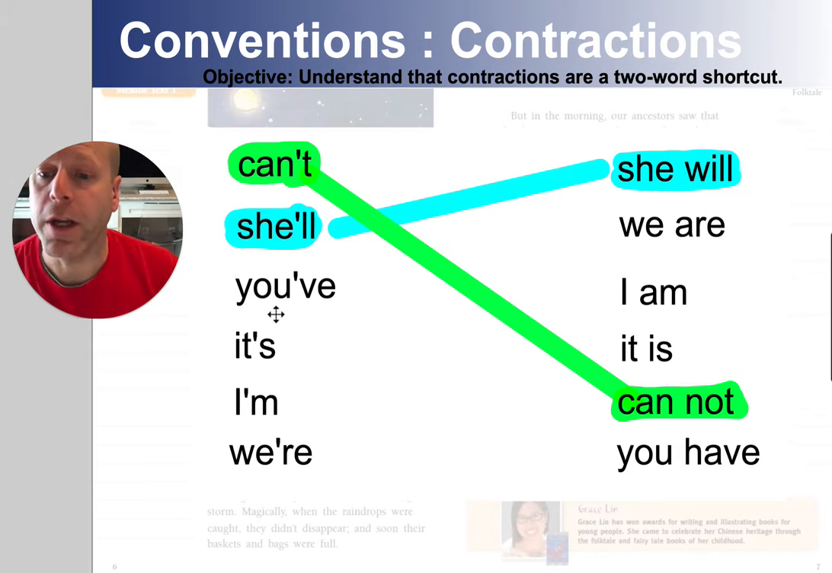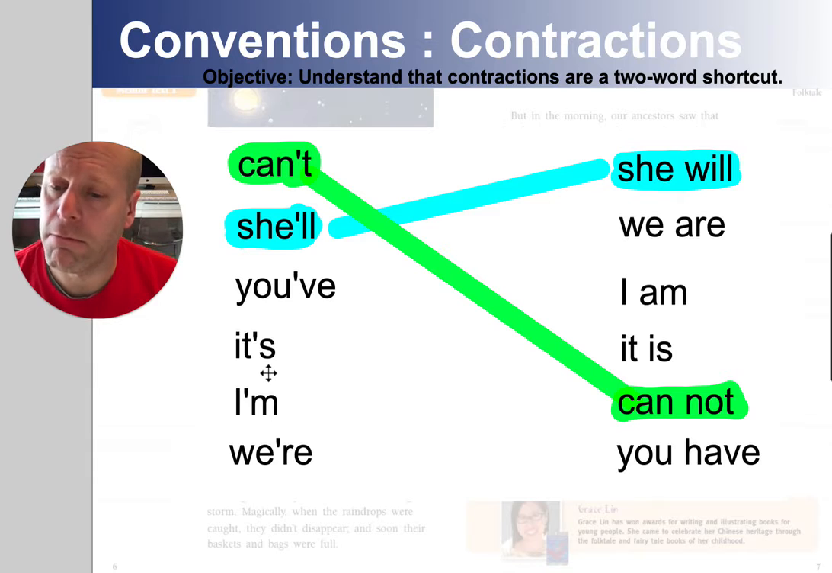I could keep going. You've, it's, I'm, we're, right? Let's talk a little bit about what happens when we make a contraction.